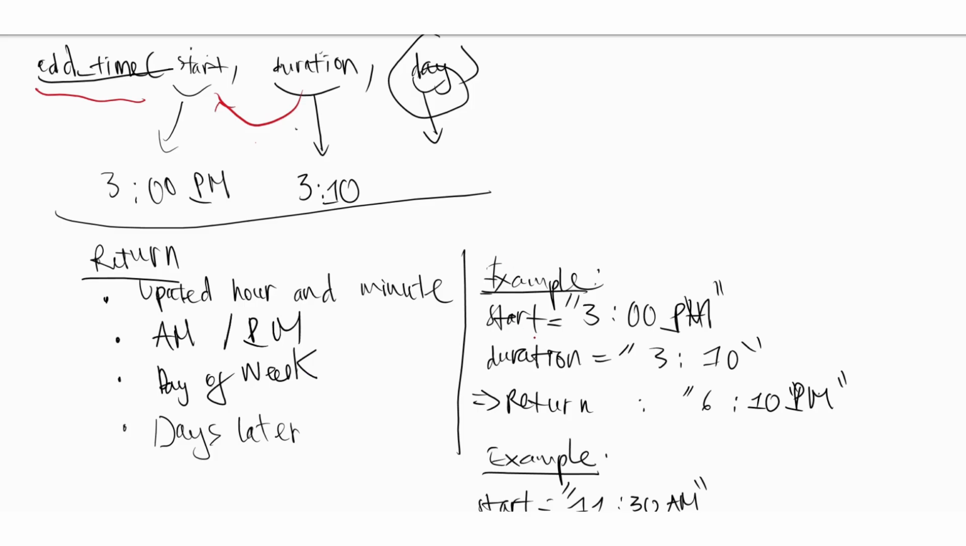And some examples for the function to work. Here we can have the argument start equals 3 p.m., duration is 3 hours and 10 minutes. So then we're going to return 6:10 p.m.